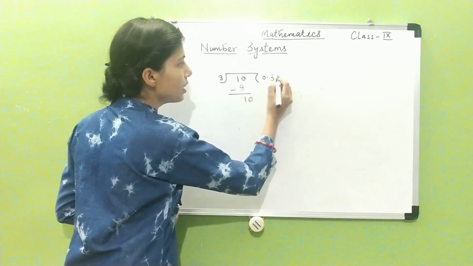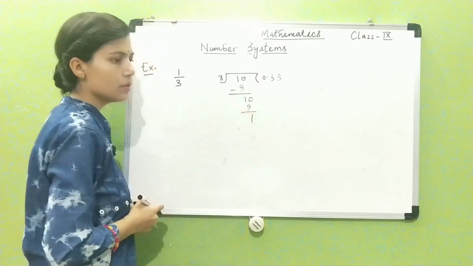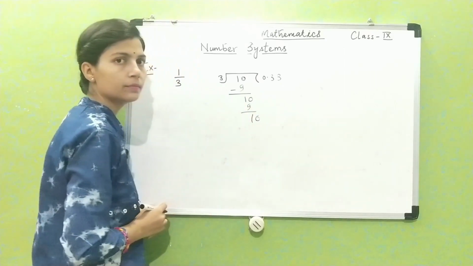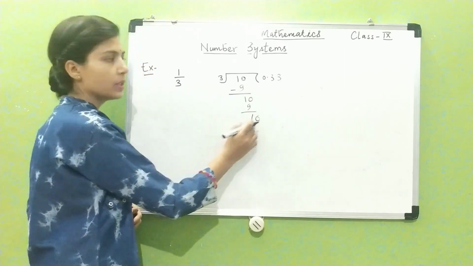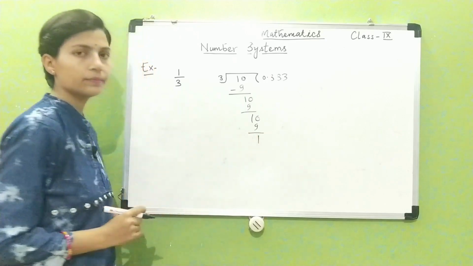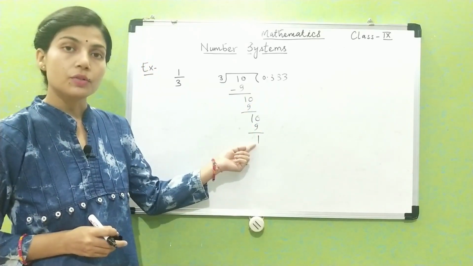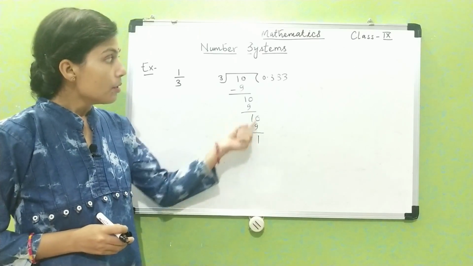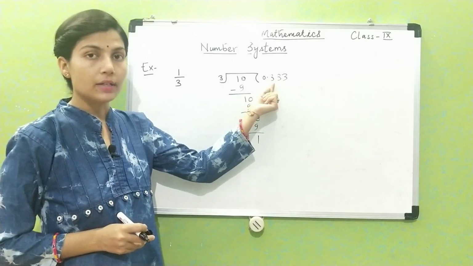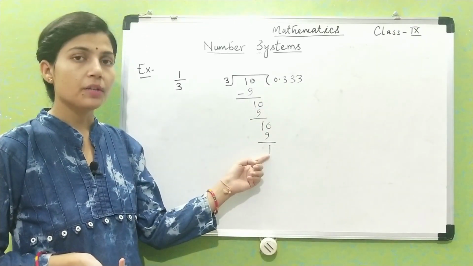So 3 3s are 9. Again the remainder is 1. Let's take another 0, so 3 3s are 9. Again remainder 1. So the remainder is not becoming 0. And after the decimal point the digit 3 is repeating. So the remainder is not being 0.